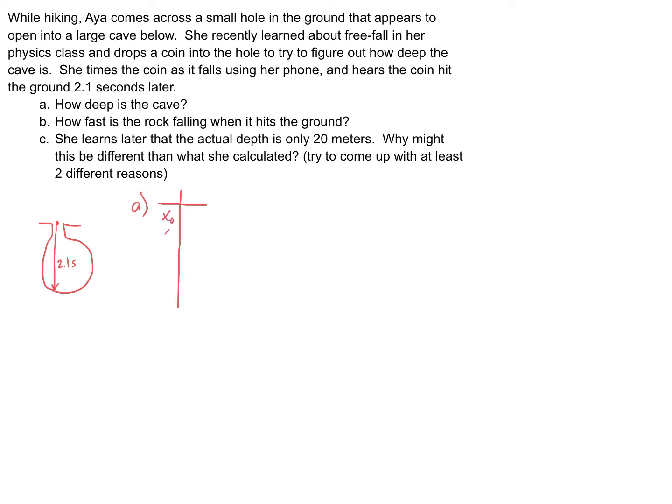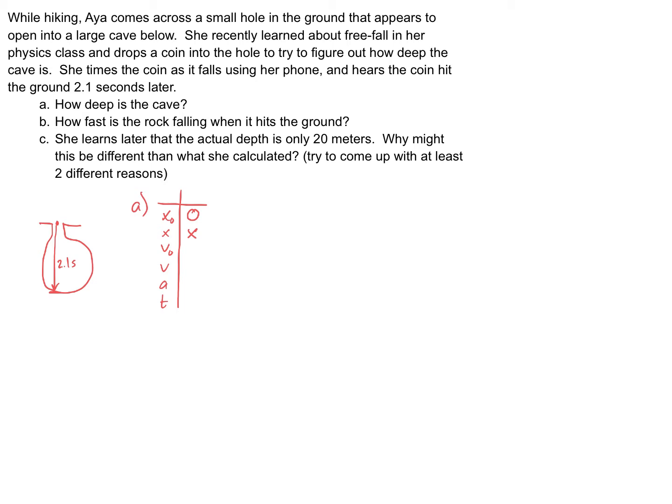So we've got x naught, x, v naught, v, a, and t. We're going to start at the height of the ground, which I'm going to go ahead and call 0. Then the final height will be right before it strikes the ground. So right before it strikes the ground, I'm just going to put x. That's actually what I'm looking for, how deep the cave is. So hopefully we'll get that.